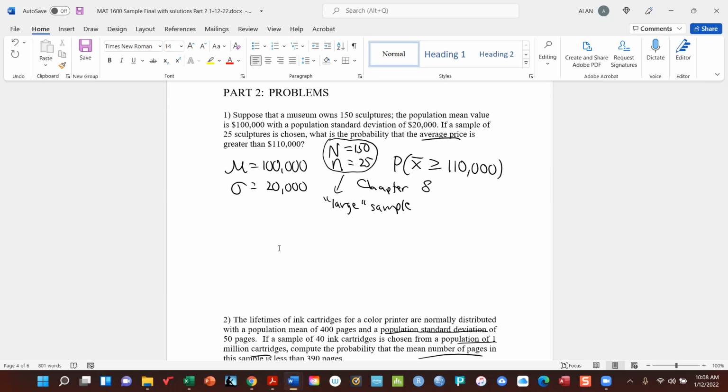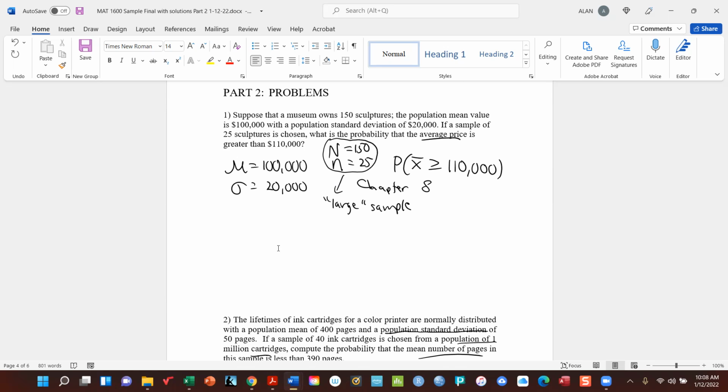What is the probability that among those 25 sculptures, the average is greater than 110,000? The mere fact that they're asking about the average means that this is chapter 8. In other words, we're going to calculate a probability not for X, but for X bar, the average in that sample of 25 sculptures.